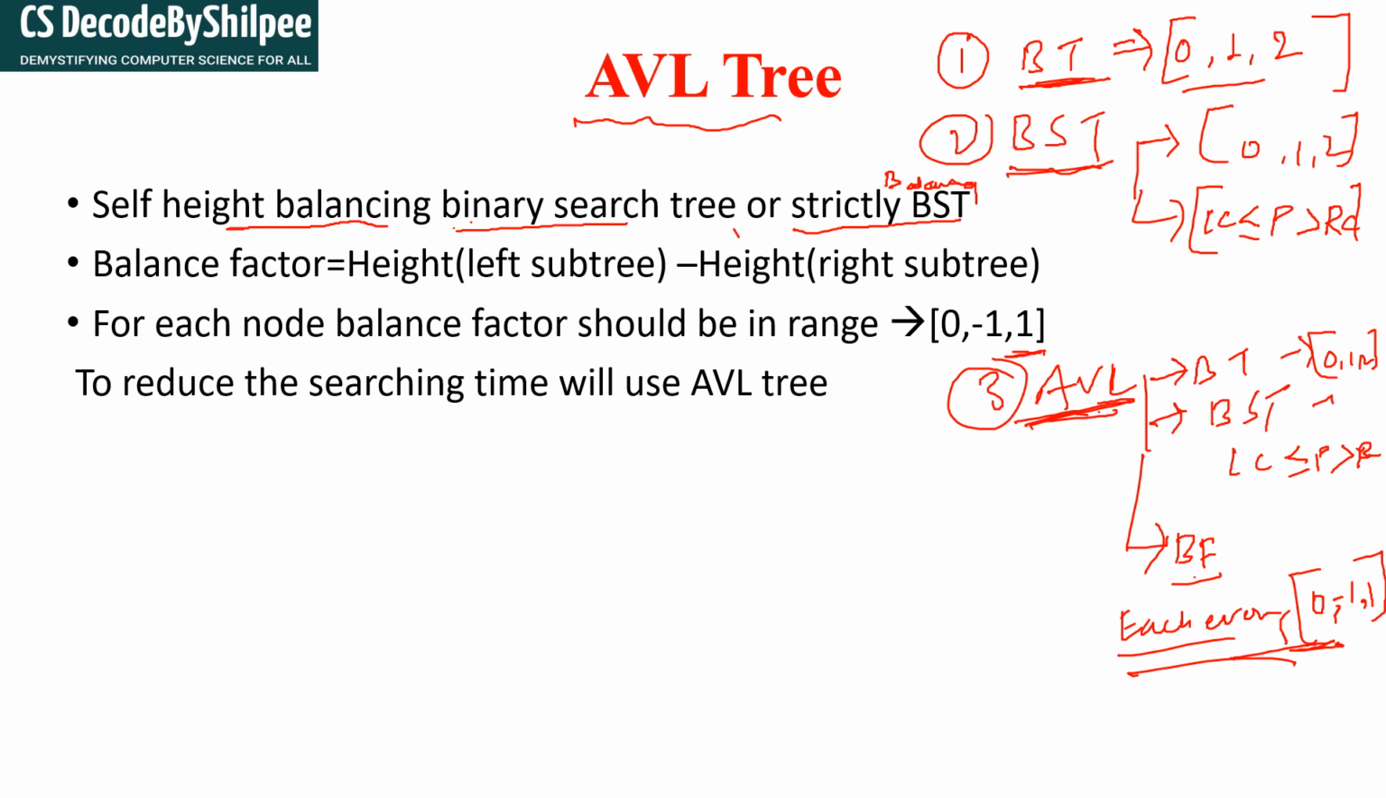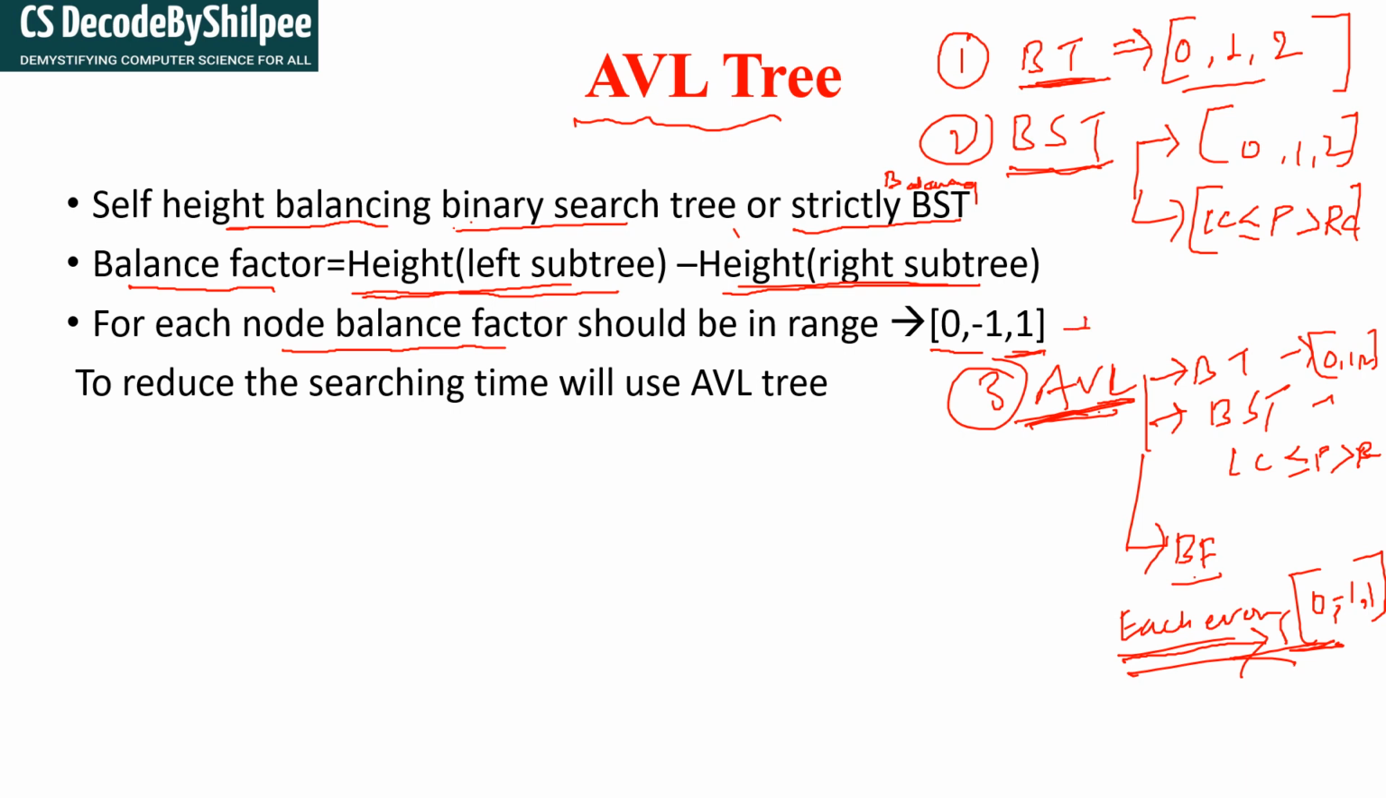What is the balance factor? I have said that each and every node maintains a balance factor and that its range should be 0, minus 1, and 1. The balance factor is nothing but the height of the left subtree minus the height of the right subtree.